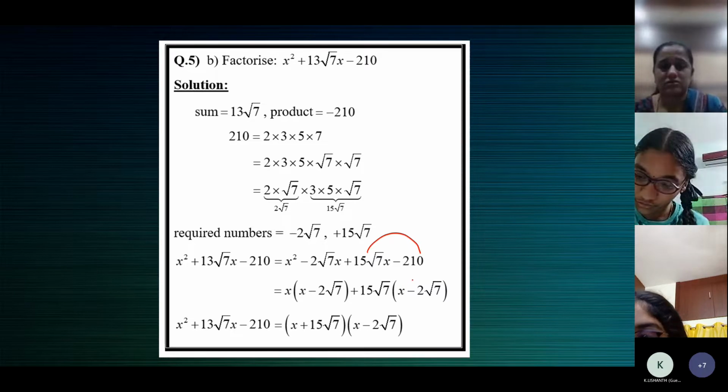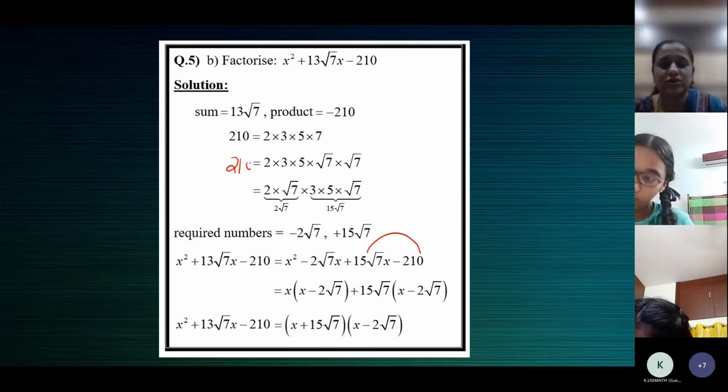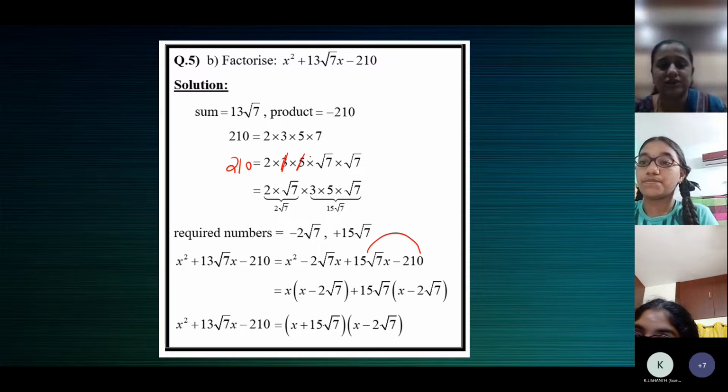HCF. So how do you make out it is 15 root 7? See here, in 210, what do you have? This is what you have in 210. What is 210 made up of? Can you see 2, 3, 5, the 15 root 7 in it? Children, please listen to this.